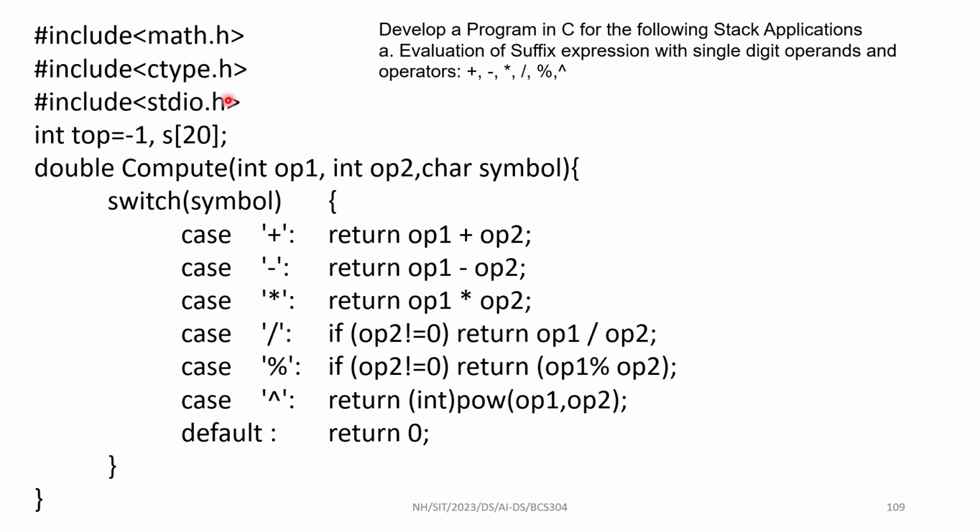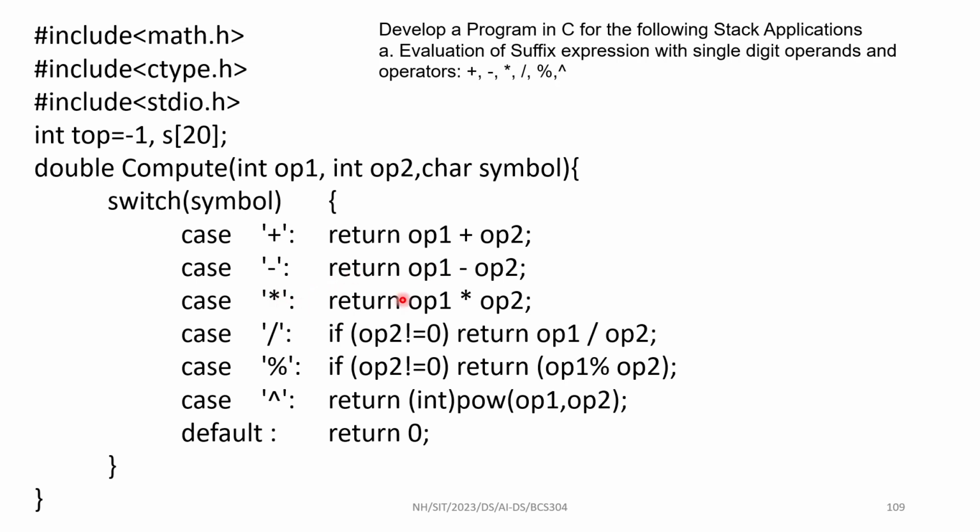Then input output operations. We need one stack like earlier. Initialize top to -1. Initialize the stack with any size. Any operation requires two operands, OP1 and OP2. The symbol can be plus, minus, star, slash, percentage and power. If the symbol is plus, perform addition and return. If the symbol is minus, perform subtraction and return.